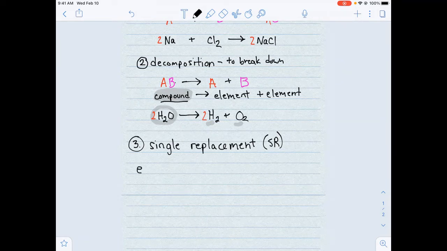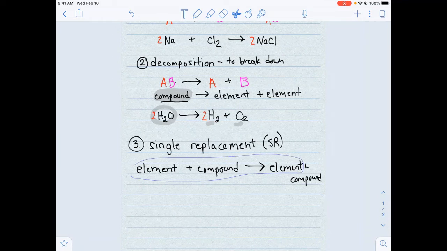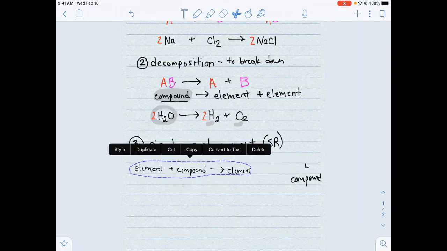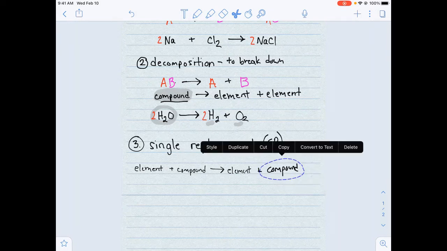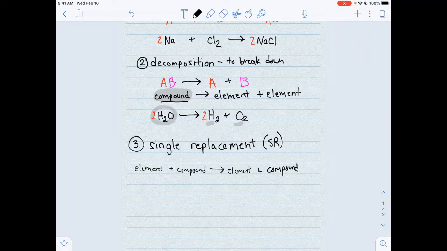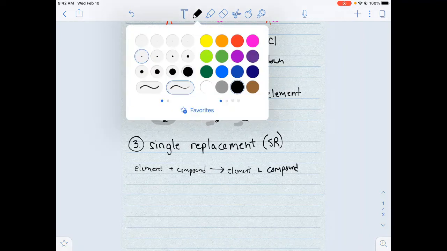You're always going to start off with one element, and you're going to add that element to a compound, and you're going to end up with an element and a compound. And of course, I'm running out of room, so let me use my scissors here, and I will resize it for you. Boom, and boom. So it's always going to be that type of formula. And so what I always call this is kind of like the breakup or the dump. So I'll show you what I mean in a second.